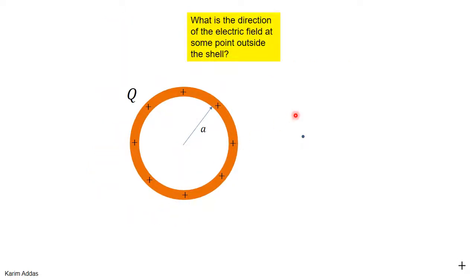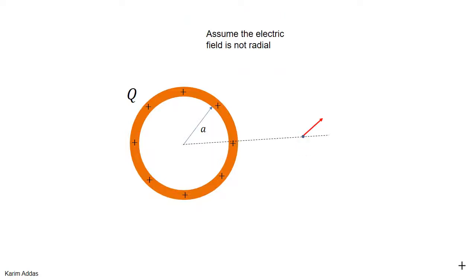So as we do with any problem that has some kind of symmetry, we need to know what the direction of the electric field is at some point outside the shell. So let's go to this point in space and ask what direction the electric field should point at this point. We'll do the same kind of symmetry argument. Let's assume that the electric field does not point in the radial direction.